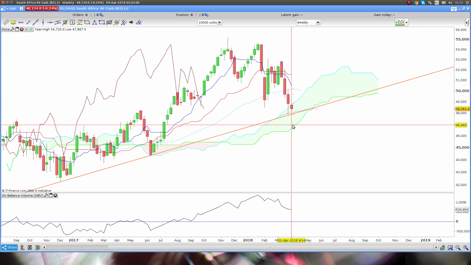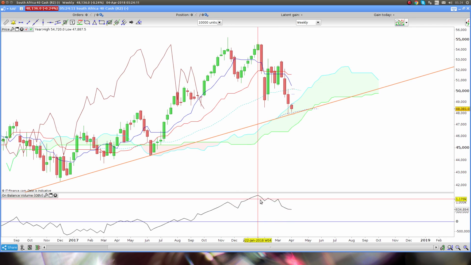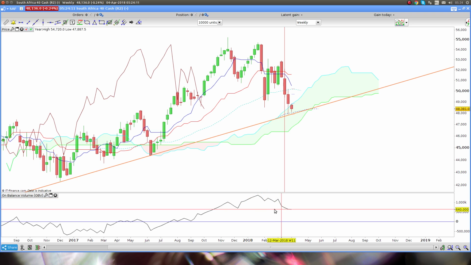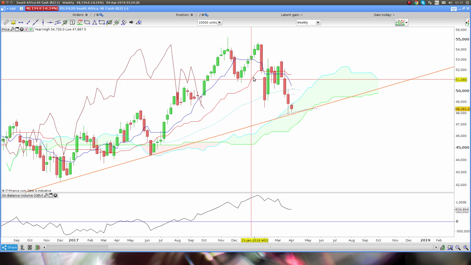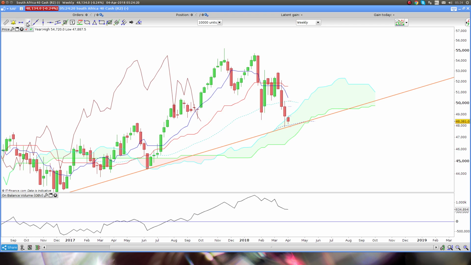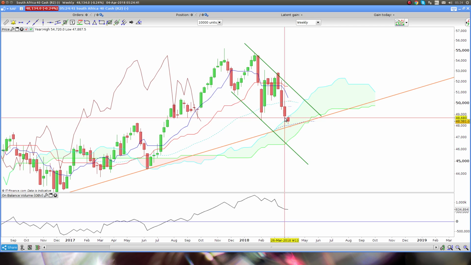Okay, so there's no real divergence here. It's moving down. OBV is moving down. Price is moving down. So that's pretty solid. And then I think just want to first add something else here. So do that. And we'll do that. Okay. So we're in a downward bear channel at the moment.